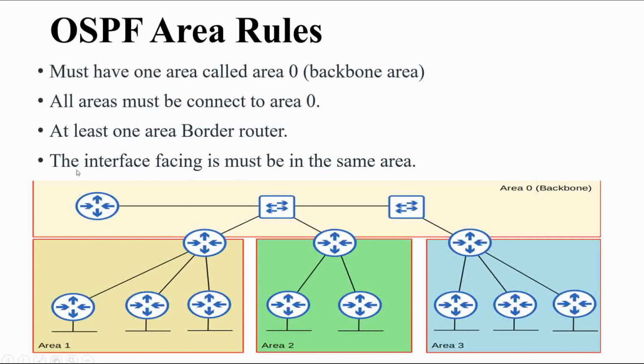So the other rule: the interfaces facing each other must be in the same area. That means this interface and this interface should be in the same area, or they should share the same area. For example, if this one is 0/3/0 and this one is 0/3/0, those two interfaces should be in the same area. Those are our basic OSPF area rules.